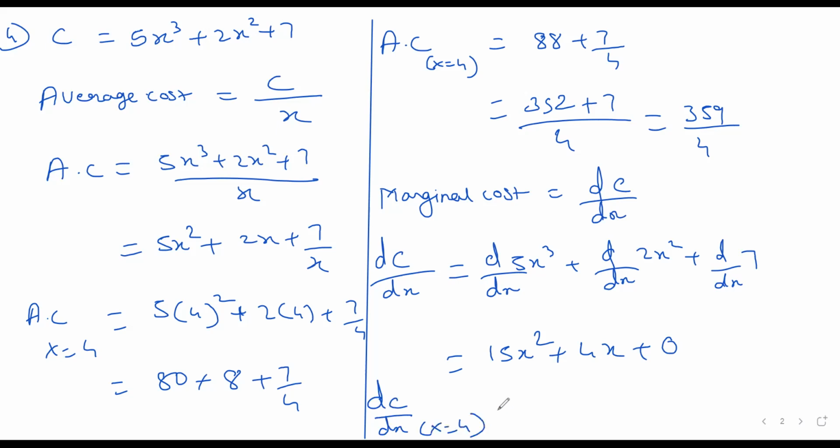At x equals 4, if we take 15 into 4 square plus 4 into 4, 15 into 4 square is 240 plus 16. Your answer is 256. Yes. So marginal cost is 256 and average cost is 359 by 4.